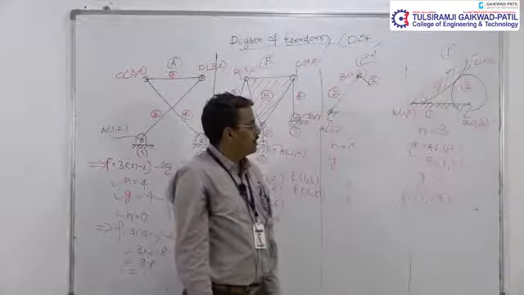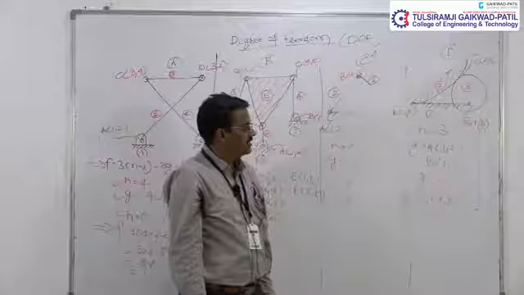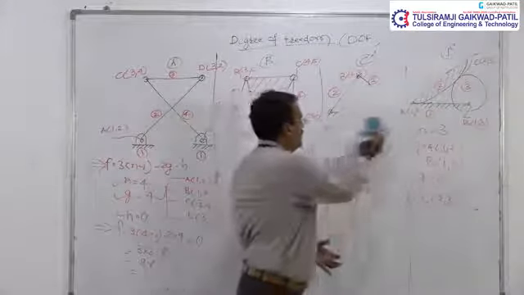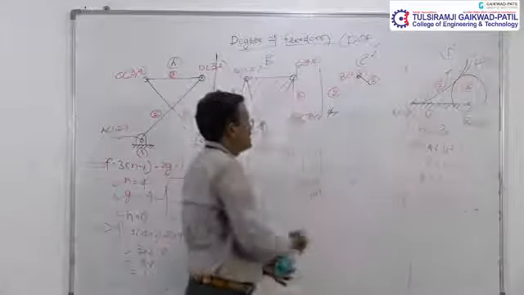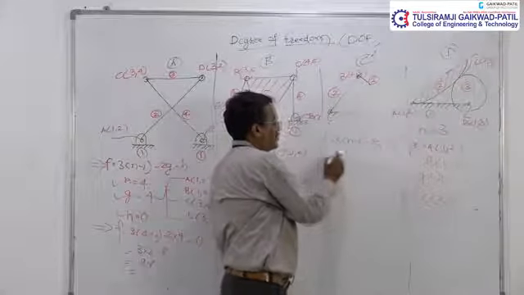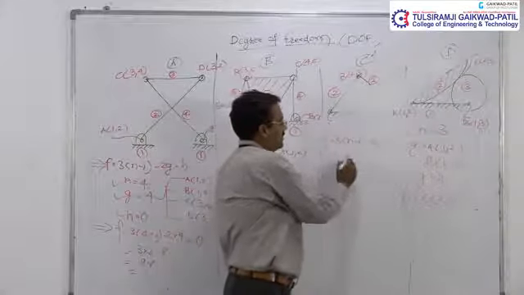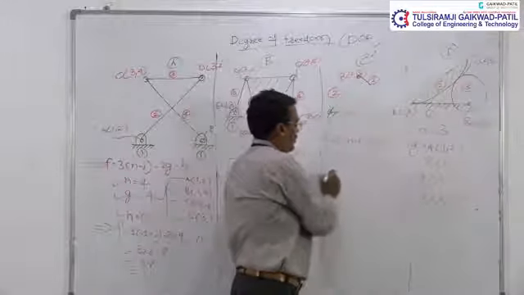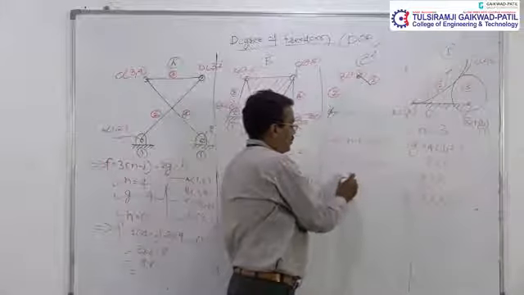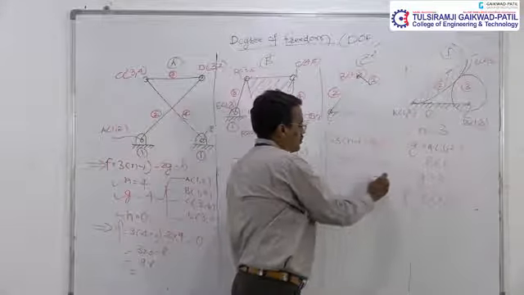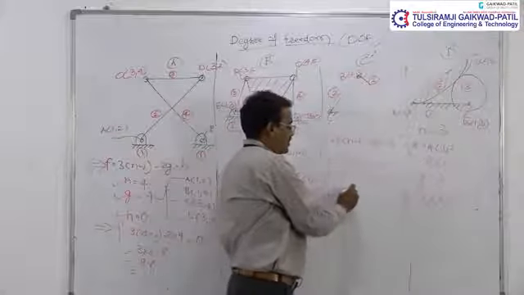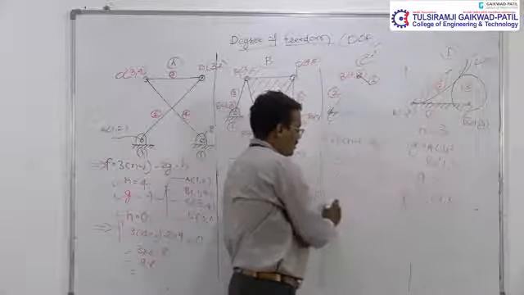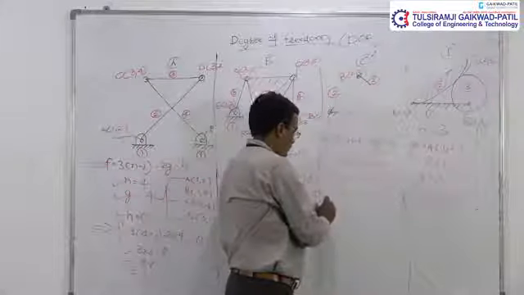So put the values of n, G and H in the equation of mobility, which is given as F is equal to 3 times n minus 1 minus 2 times G minus H. So 3 times 3 minus 1, 2 into 2, minus 1. So 3 into 2 minus 2 into 2 minus 1. So 6 minus 4 minus 1. So it comes out to be 1.